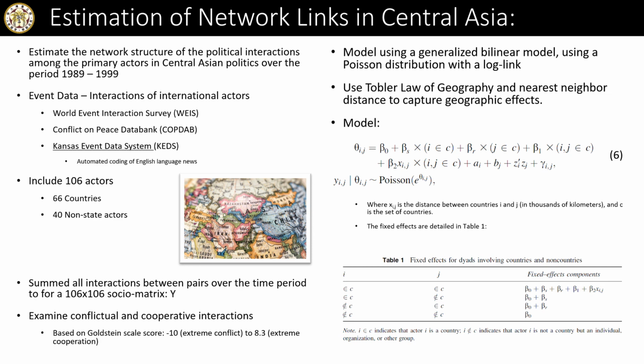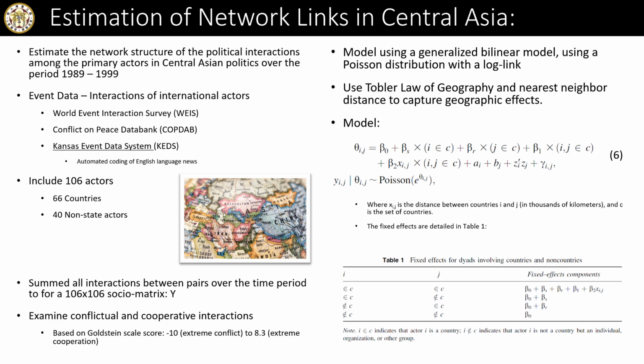Hoff and Ward include 106 actors in their model, and they don't get into the details of why these actors. They piggyback off of someone else's analysis, and these are just commonly accepted significant actors from the period based on other academic literature. Within these 106, there are 66 countries and 40 non-state actors, so the Y matrix becomes a 106 by 106 sociomatrix of observed outcomes.